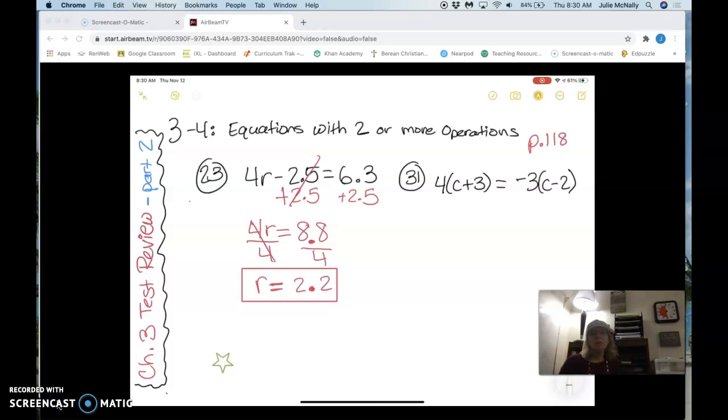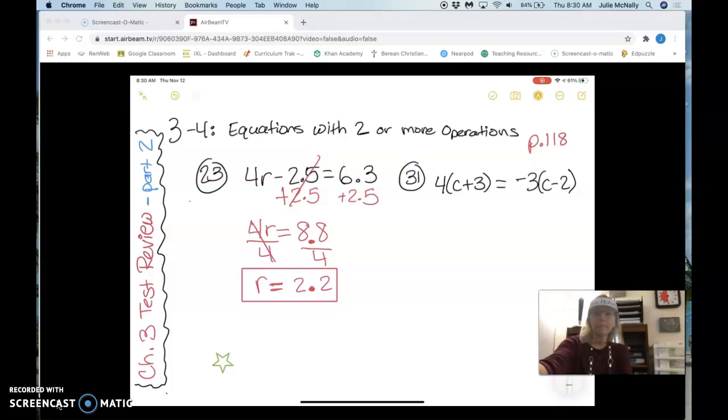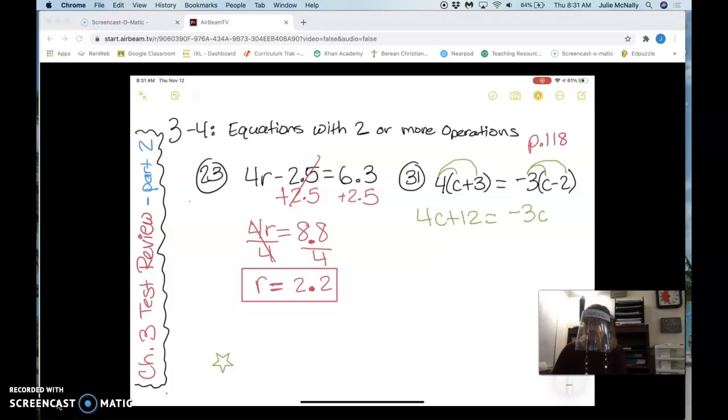Okay, so the next one is a little more involved. So first I'm going to do what? Distribute. Good. So the 4 has to be multiplied by everything on the inside of the parentheses. 4 times C is? 4C plus 12. Yes, good. And then the same thing for this side. The -3 has to be distributed. So -3C times -2C minus 5 plus 6, because the negative and negative become positive.